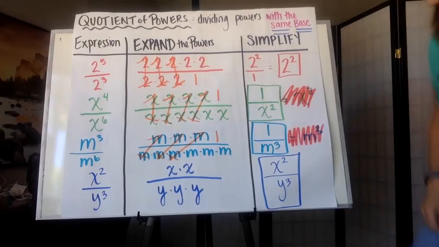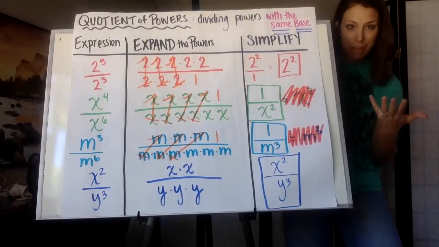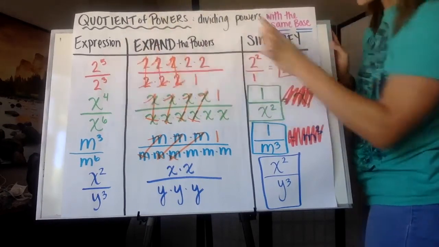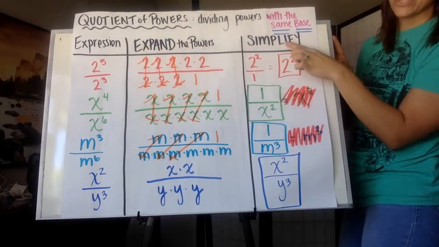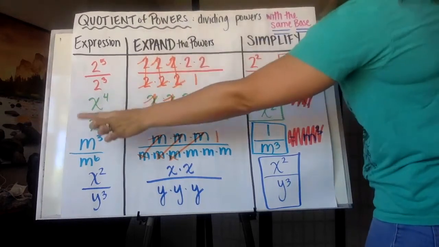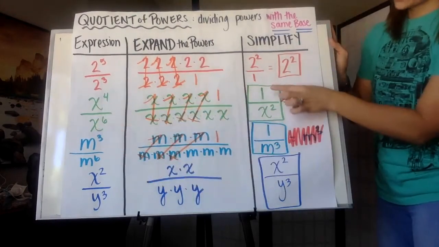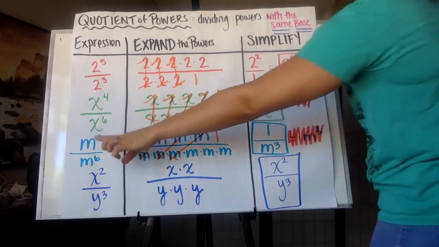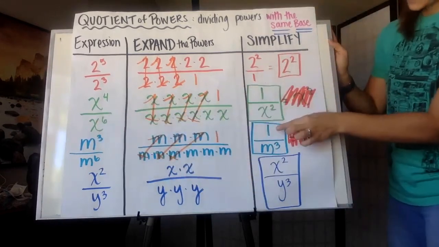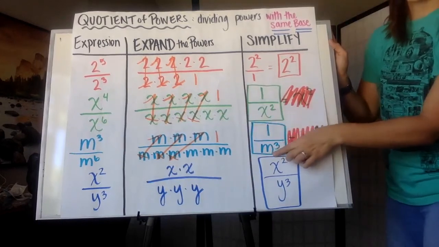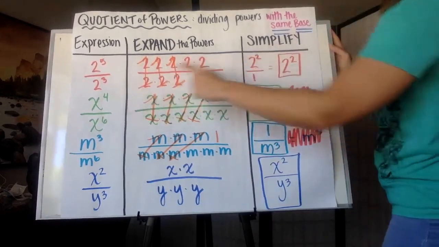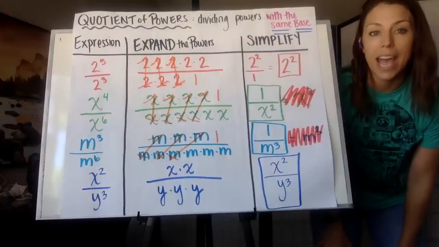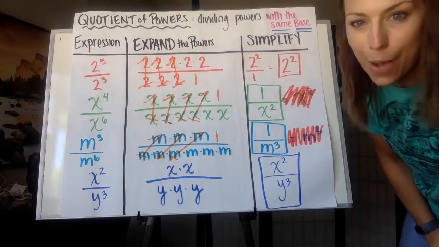All right, now same question for quotient of powers. Let's look at our examples. We had 2 to the 5th divided by 2 to the 3rd, and our answer was 2 to the 2nd in the numerator. We had x to the 4th divided by x to the 6th, and then our answer was x squared in the denominator, so 1 over x squared. We had m to the 3rd over m to the 6th, and our answer was 1 over m to the 3rd. Do you see a pattern here? If so, go ahead and answer that right now.